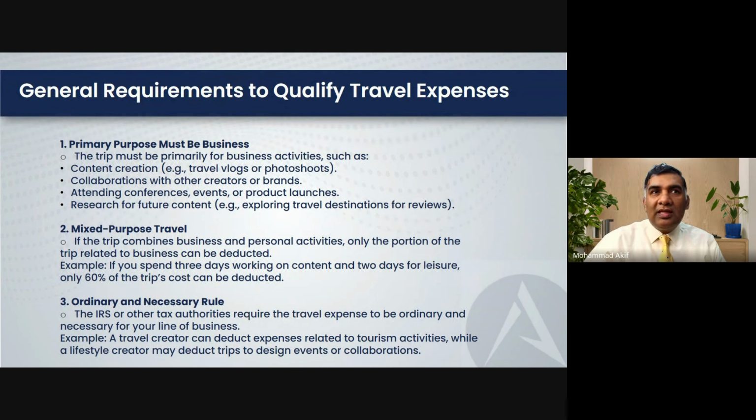So let's talk about the primary purpose of the trip. The trip should be for business purposes. Again, the idea, the intention, and the planning should be for business purposes.